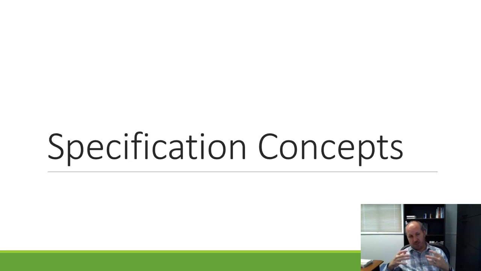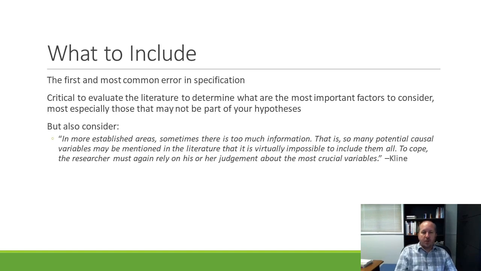So now let's go into depth into specification. And we're going to talk about the different concepts within here that are important to consider. The first piece in specification is what to include in your model. This is the first and most common error. And that error is often not including important and key variables in your model. So in other words, you make your model too simplistic or you leave out key constructs that are really important.